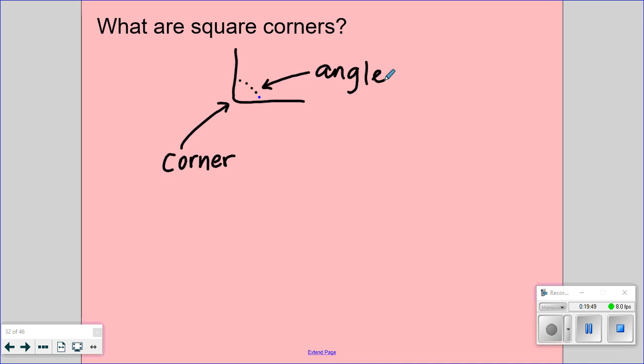So a square corner is a specific angle measurement. A square corner can fit a square in its angle perfectly.